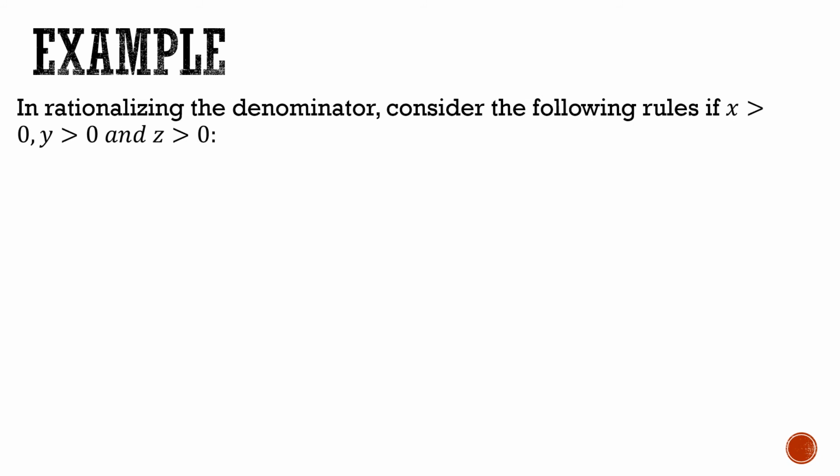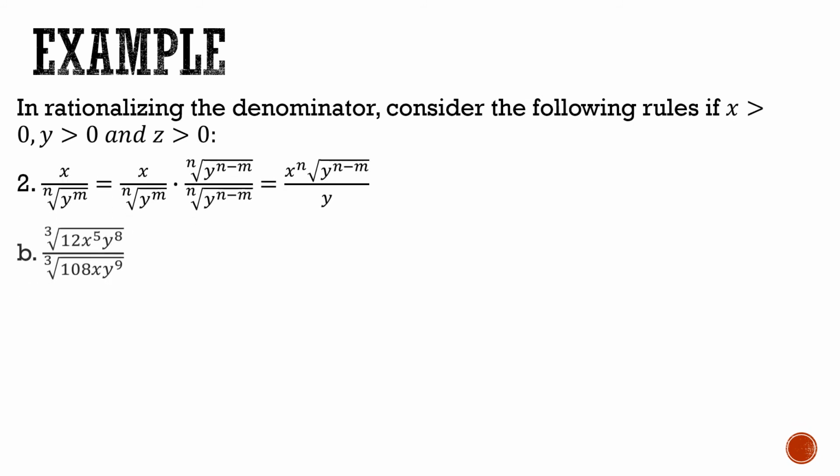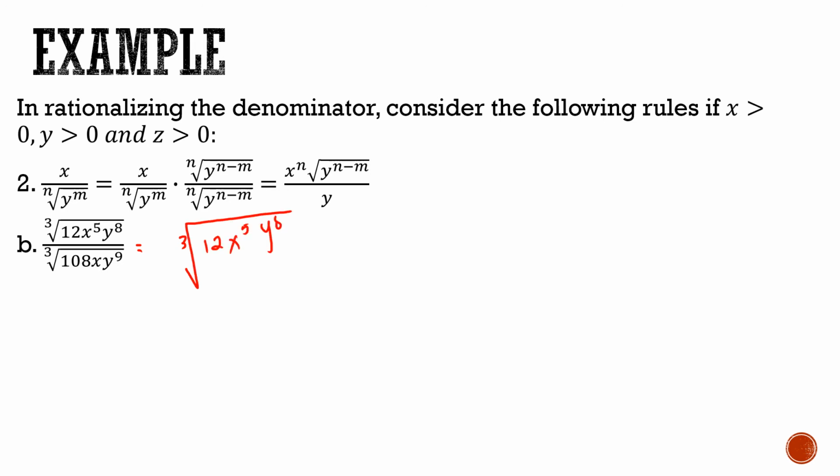Next example, the same formula will be applied. We have the cube root of 12x raised to 5, y raised to 8, over the cube root of 108xy raised to 9. Since their indexes are the same, we can actually combine them and simplify first. So we have the cube root of 12x to the 5th, y to the 8th, over 108x, y to the 9th. Simplifying, we divide 12 by 108.